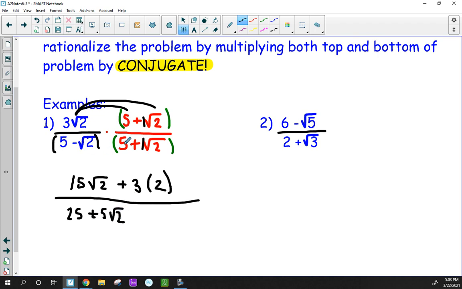Inside is going to be negative 5 radical 2. We definitely want those to cancel, and they're going to, because we did use the different sign. And then last is negative radical 2 times positive radical 2. Negative 1 times positive 1 is negative 1. Square root of 2 times itself is just 2.